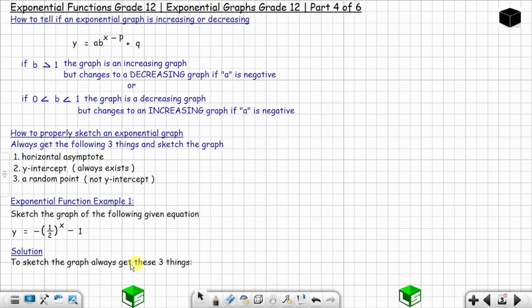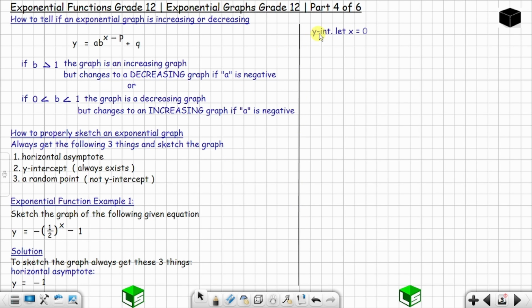What are these three things? The first thing is to get the horizontal asymptote. In this example, the horizontal asymptote is y is equal to the value you have there, y is equal to -1. This is the equation of the horizontal asymptote. After getting the horizontal asymptote, now you can get the y-intercept.